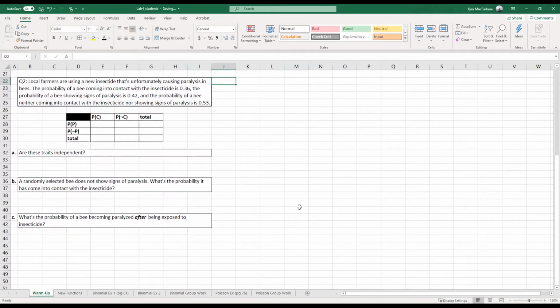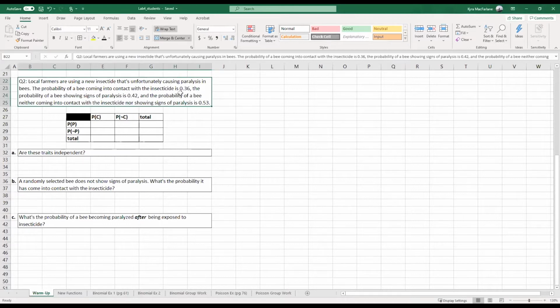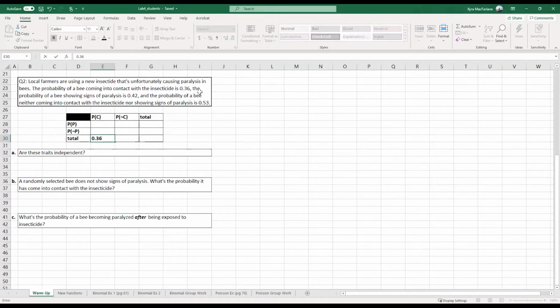For number 2, this one is again pretty much the same thing as the ducks and botulism problem. I give you a couple of probabilities to fill into the table. We have the probability of a bee coming into contact with insecticide, which I represented as C, just contact. The probability of paralysis is 0.42. And the probability of neither coming into contact with insecticide nor showing signs of paralysis is 0.53. Those are the numbers you can fill in with what I've given you.